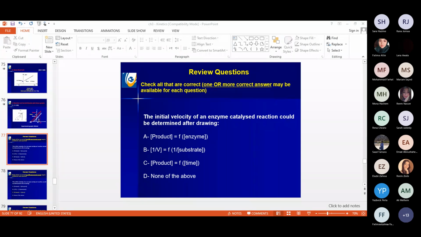Okay. Yes. So the initial velocity of an enzyme catalyzed reaction could be determined after drawing what? Product as a function of enzyme concentration, 1 over V as a function of 1 over S, product as a function of time, or none of the above.